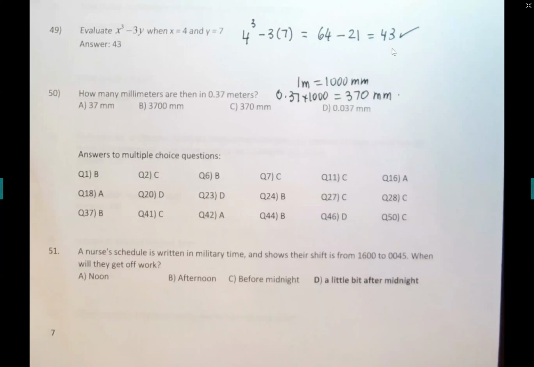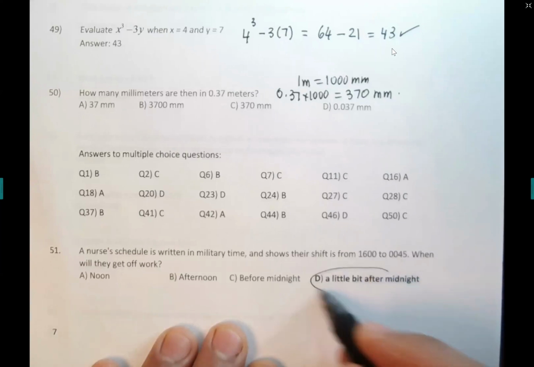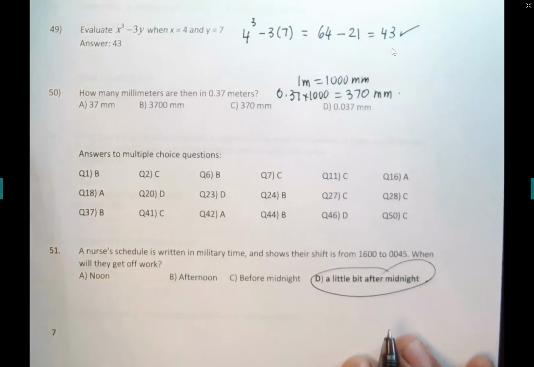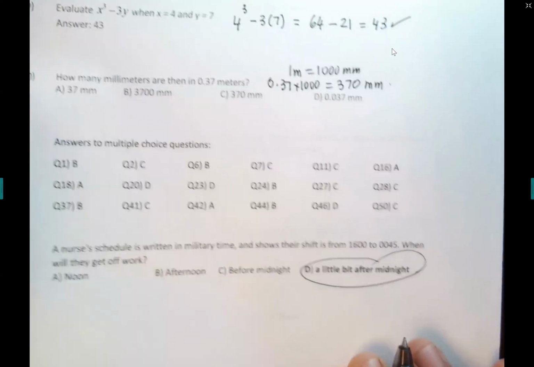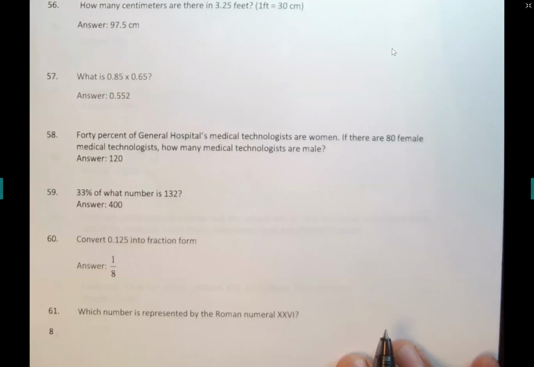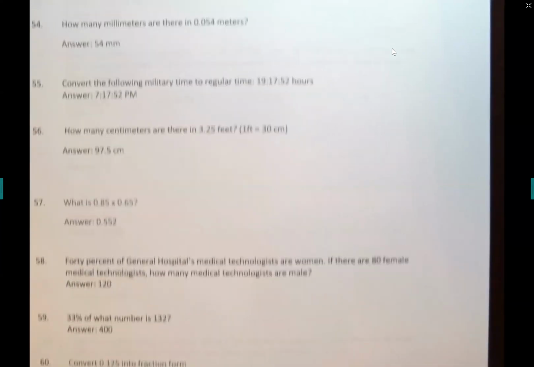A nurse's schedule is written in military time and shows their shift is from 1600 to 0045. When will they get off work? You know, 0045 is right after midnight, so it's going to be a little bit after midnight. So you need to know the difference between military time and PM and AM time. 52.